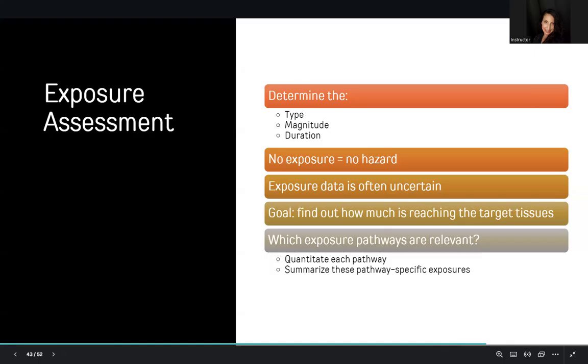A key step in making an exposure assessment is determining which exposure pathways are relevant for the risk scenario under development. The subsequent steps entail quantitating each pathway identified as a potentially relevant exposure and then summarizing those pathway-specific exposures for the calculation of the overall exposure.